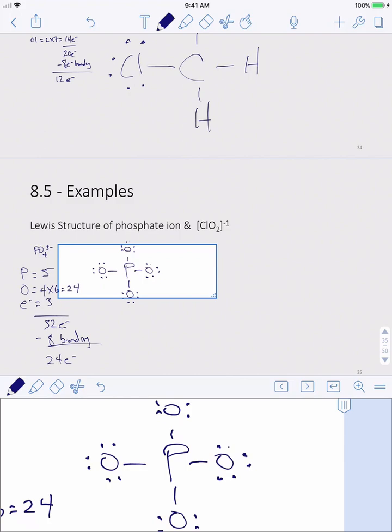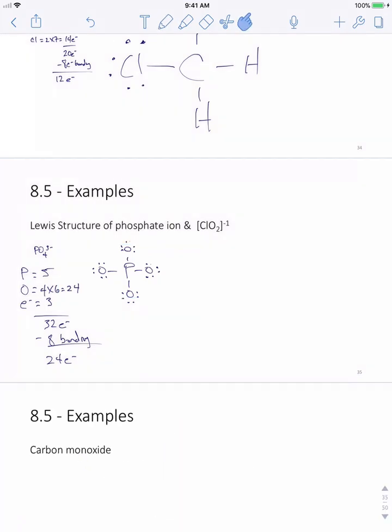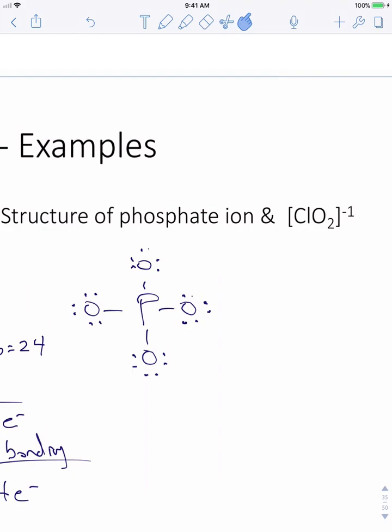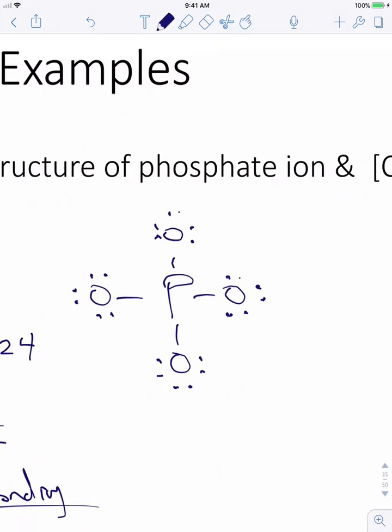We should be good. Okay, the only thing we want to do here now is to put a bracket around this and indicate that the charge for this species is 3- overall. This says that there are 3 extra electrons distributed around this molecule.